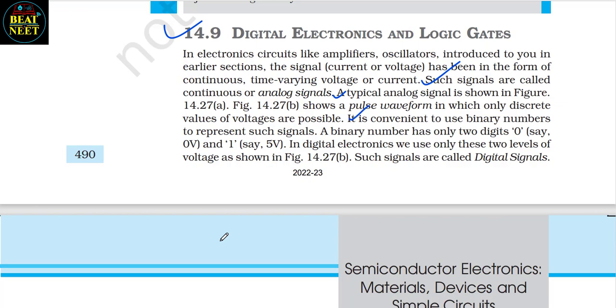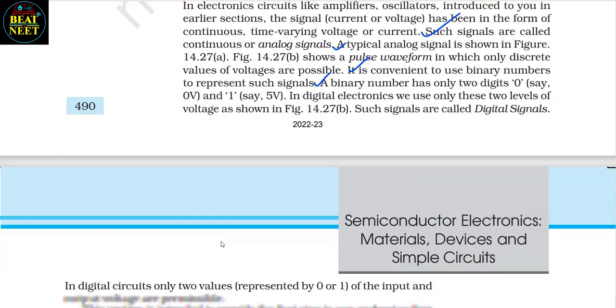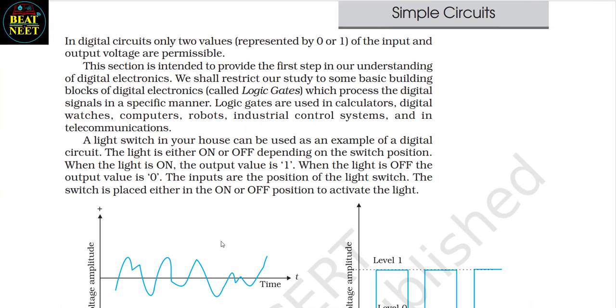It is convenient to use binary numbers to represent such signals. A binary number has only two digits, 0 and 1. In digital electronics, we use only these two levels of voltage as shown in figure 14.27. Such signals are called digital signals. In digital circuits, only two values represented by 0 or 1 of the input and output voltage are permissible.